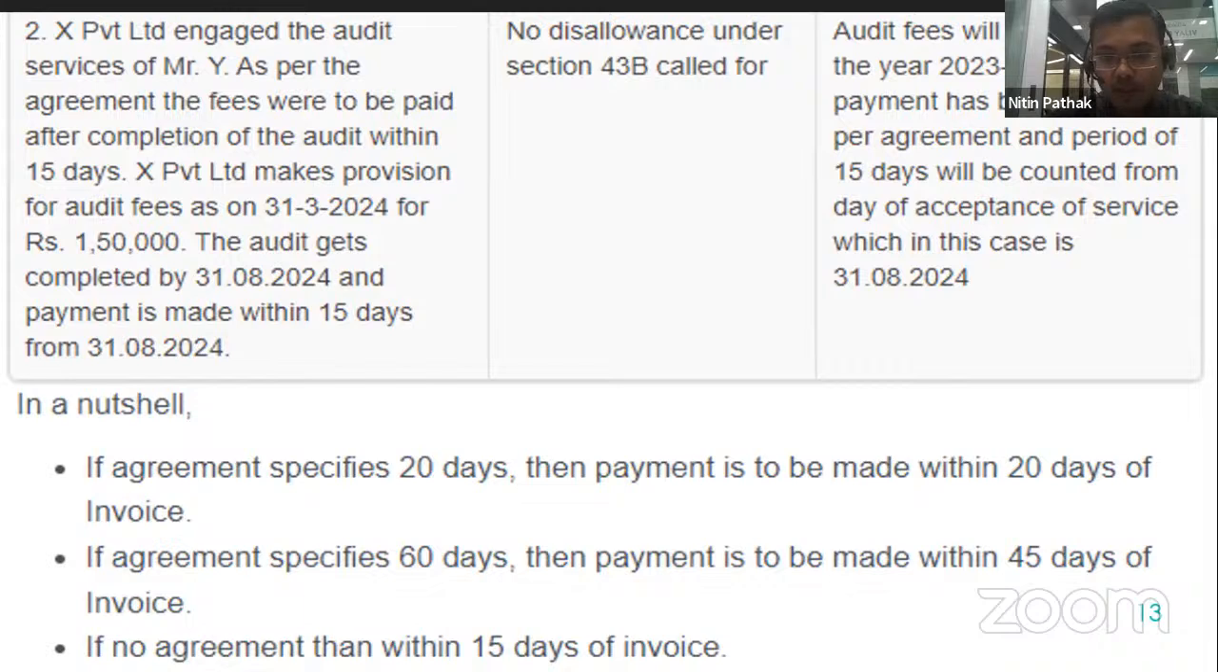In a nutshell, if the agreement specified 20 days, then make payment within 20 days. If the agreement specified 60 days, then the maximum time limit is 45 days, so payment needs to be made in 45 days. If no agreement is there, then 15 days from the date of invoice. In our case, XYZ Private Limited gets the audit from Y Limited, makes a provision of, say, 1,50,000 on 31st March, the audit is completed on 31st August 24, and payment is made within 15 days from the completion of the audit. So the expenditure is allowable because it is covered within the time limit.